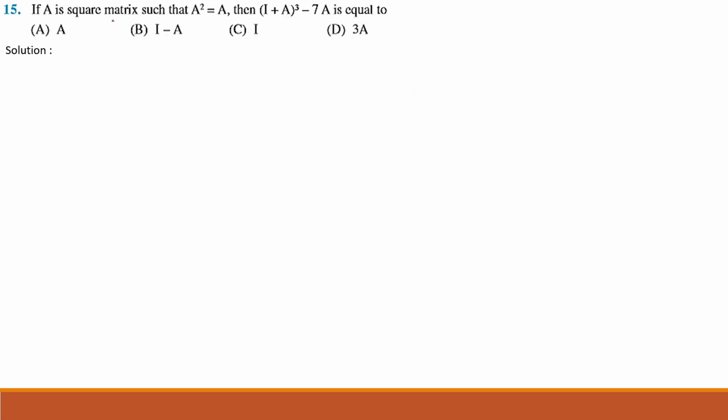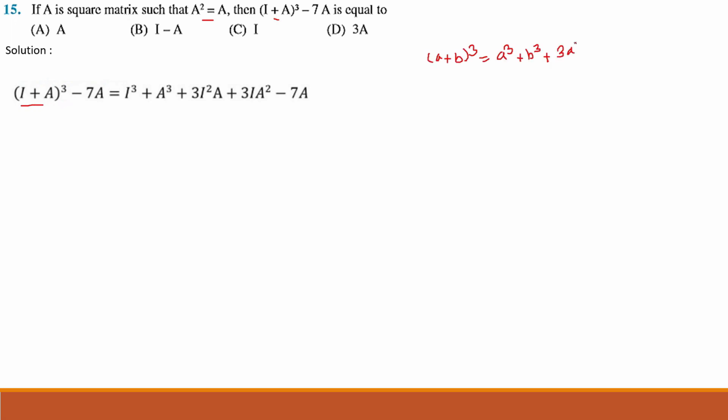And in the 15th problem, if A is a square matrix such that A square is equals to A, then I plus A cube minus 7A is equals to क्या? तो अब हमें पता है that A plus B the whole cube is A cube plus B cube plus 3A square B plus 3B A square. सेम हम लोग यहाँ पे अप्लाई करेंगे.